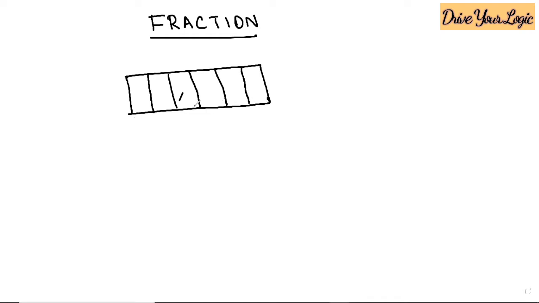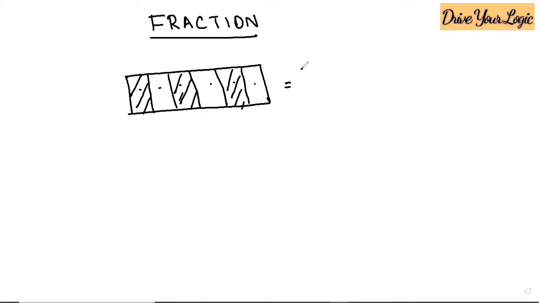how many parts have I made? 1, 2, 3, 4, 5, 6. Okay, so 6 parts we have made. And now suppose out of the 6 parts, 3 parts I have shaded. So this is a whole. The whole thing has been divided into how many parts? 6 parts. And how many shaded parts are there? 3 shaded parts.